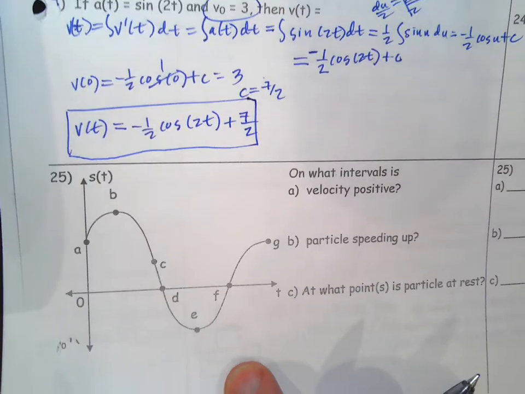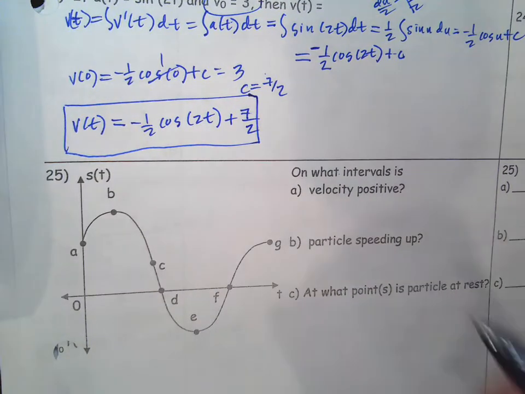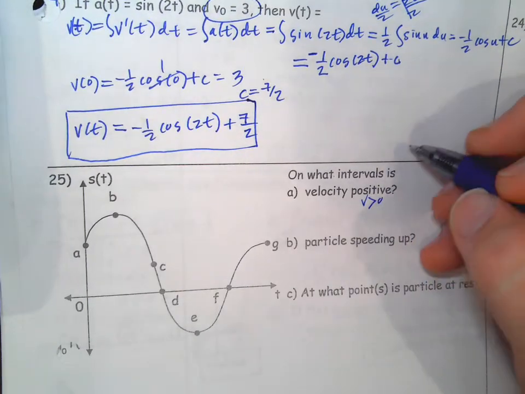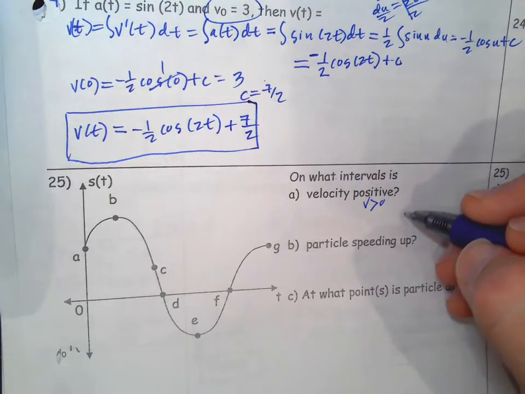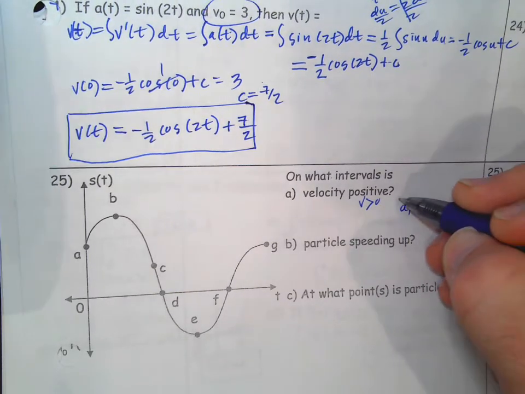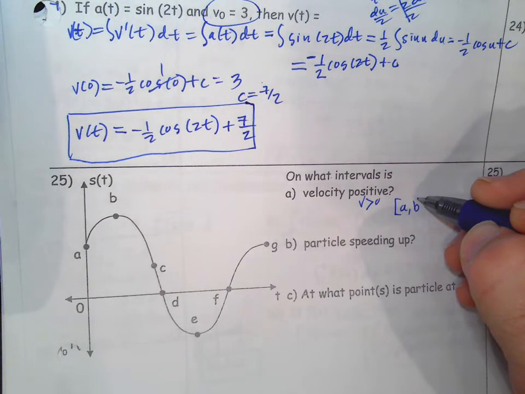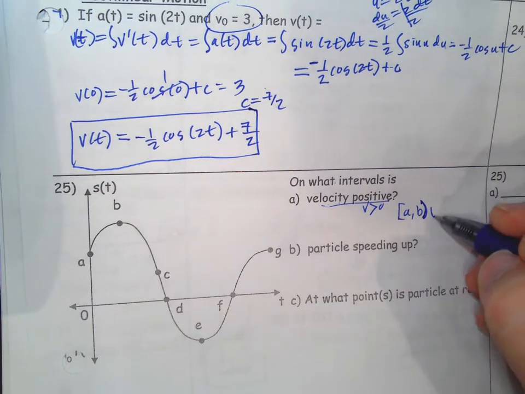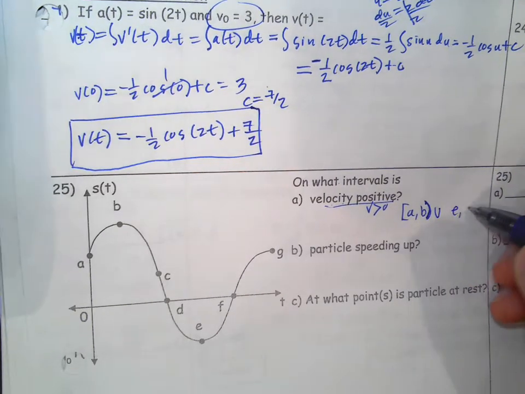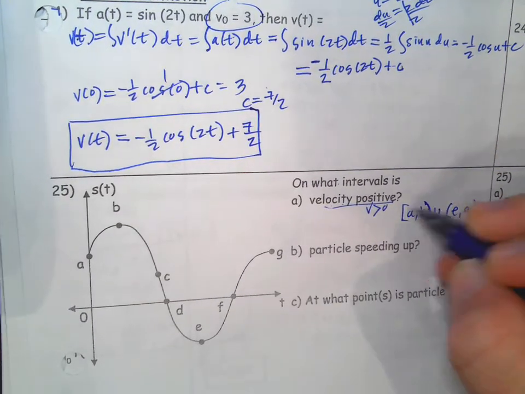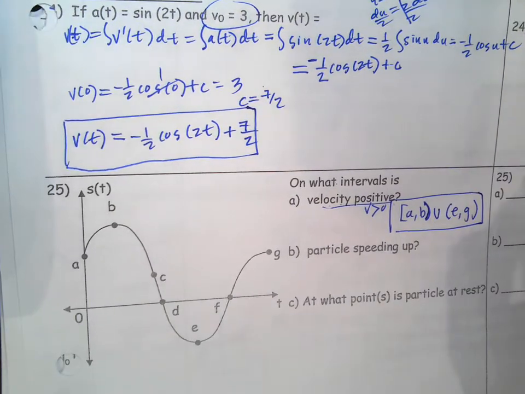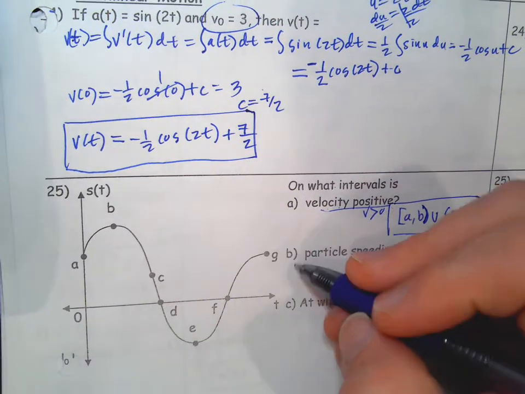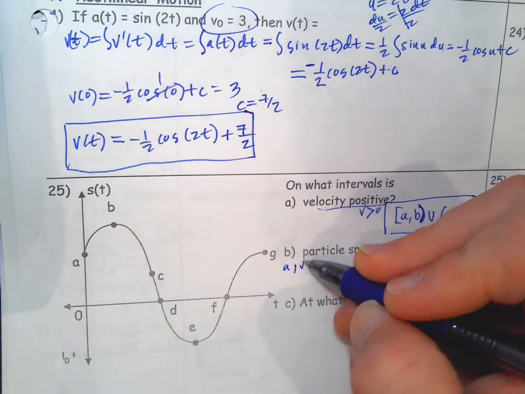Okay, here's a graph of position. On what intervals is the velocity positive? Well, that would be the slope of this graph. So I'd say A to B. I usually include the endpoints. Well, it just says velocity positive, so probably wouldn't include that, because it's 0 right there. And then E to G. Probably won't include E or G because it looks like it's 0 there. Particle is speeding up. So that means when a and v are both the same sign.